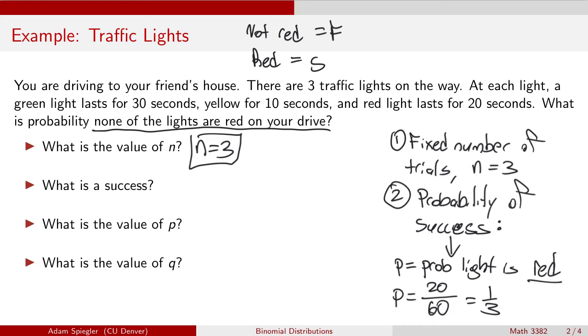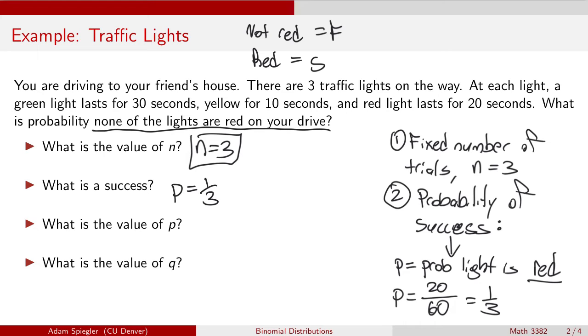So you might think this doesn't seem binomial because we have three possible outcomes for the light, but we're considering this as only two. We're considering green and yellow as not red. So we do have two outcomes here. It's either red or it's not red. And the probability that it is red is 1/3. And this is the same in every single light. So we're going to assume here that the outcome of one light, red, green, or yellow, doesn't affect the probability of the next light and the next light.